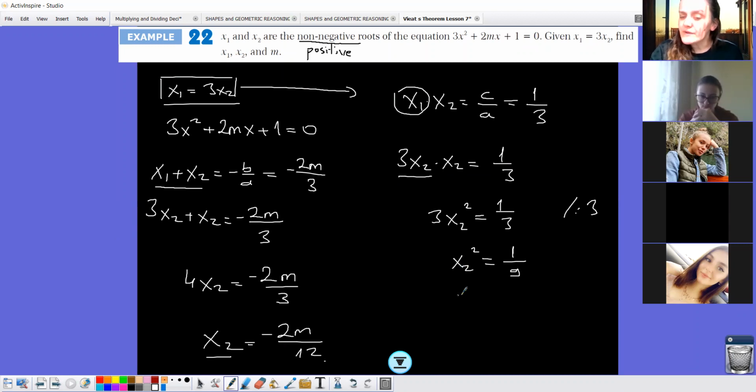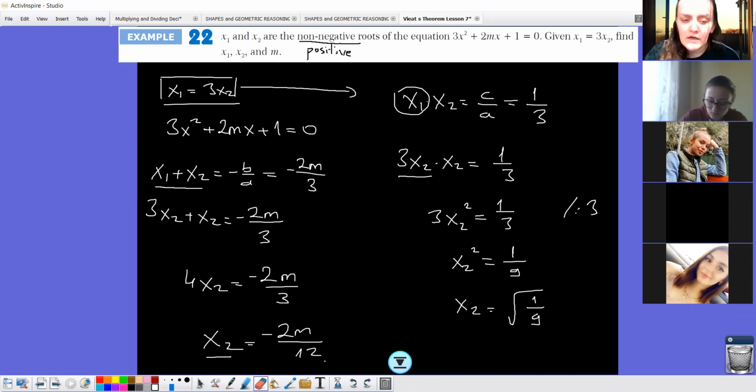So if x2 squared is 1 over 9, x2 will be the square root of 1 over 9. I am not taking plus or minus here. Why? Because it says directly that our roots are positive. Only the positive one I'm taking. Do you remember when we were taking the square root of both sides? Then we have to write plus or minus. But because our roots are directly positive, it's given in the question, I'm not taking the negative ones.